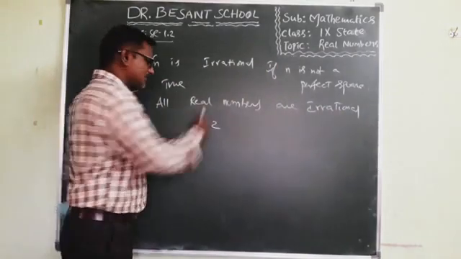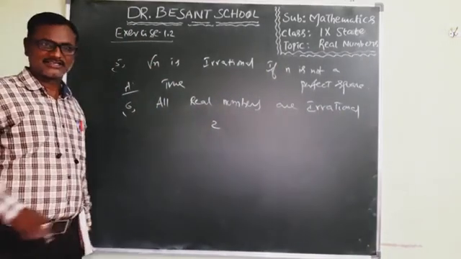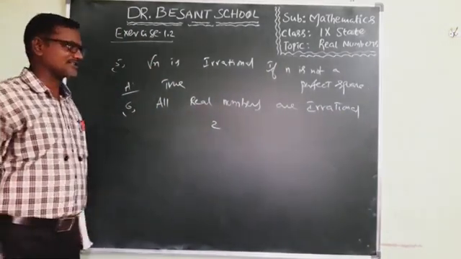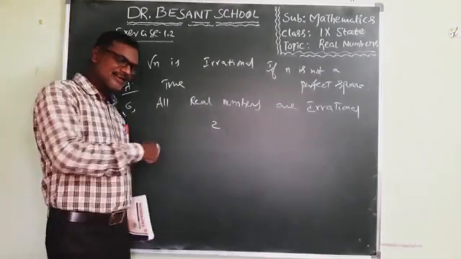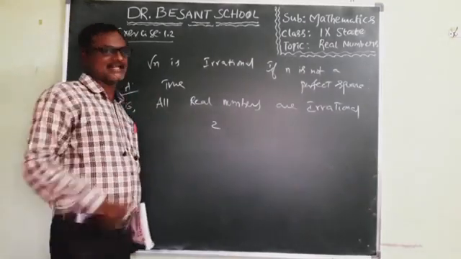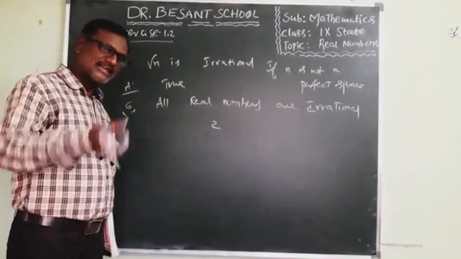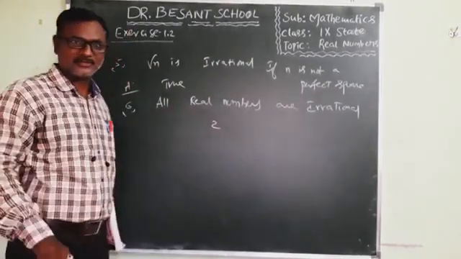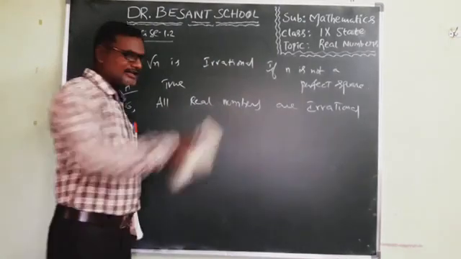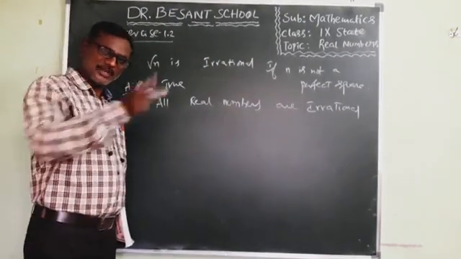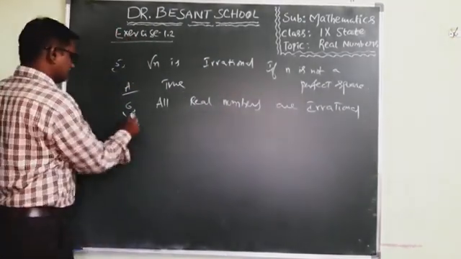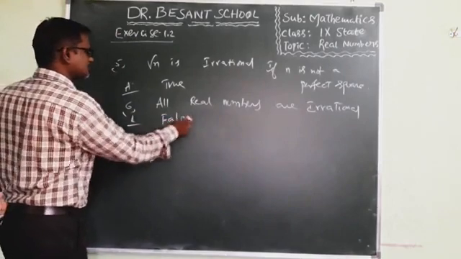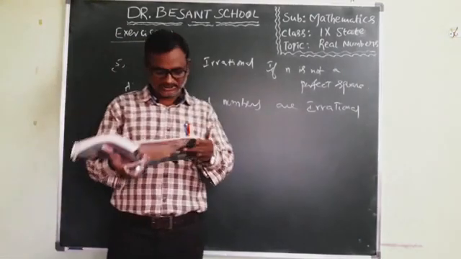For example, 2 is a real number. 2 is a rational number. It is a real number, so it is not irrational. Real number means what? A combination of rational and irrational. Here what is given? All real numbers are irrational. It is a false statement. Some may be rational, some may be irrational. So it is a false statement. Okay, children? Yes.